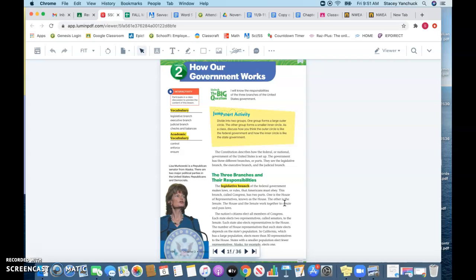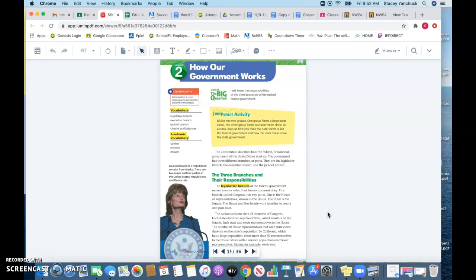If you have a highlighter, then you want to highlight that section in your book. There are 3 branches and their responsibilities. The legislative branch of the federal government makes laws or rules that Americans must obey. I would highlight that too. That's really important. This branch, called Congress, has 2 parts. One is the House of Representatives, known as the House. The other is the Senate. The House of Representatives and the Senate work together to create and pass laws.